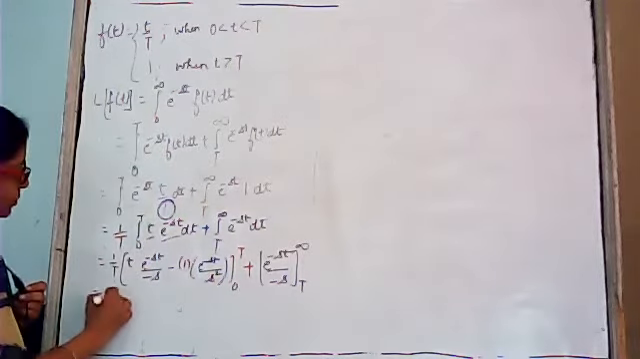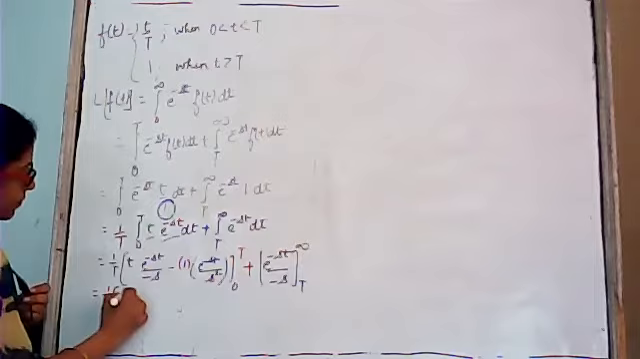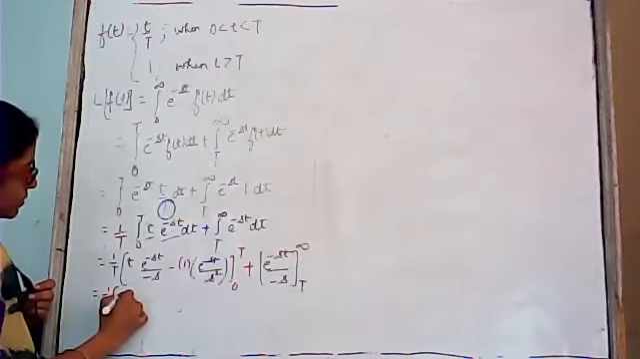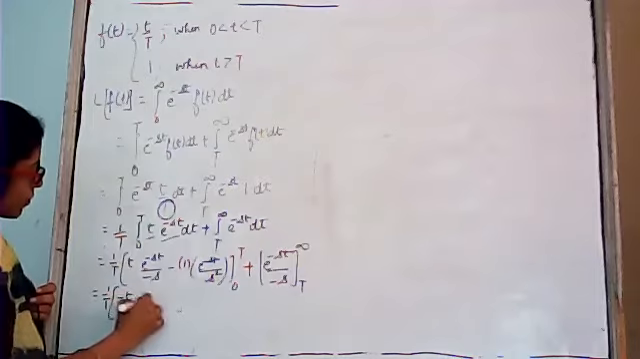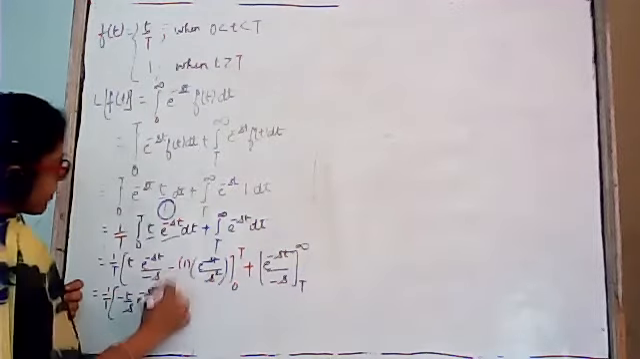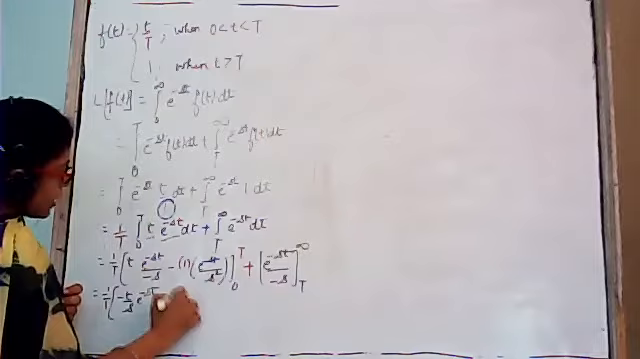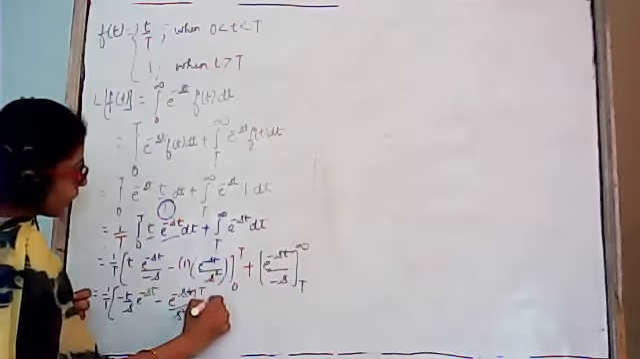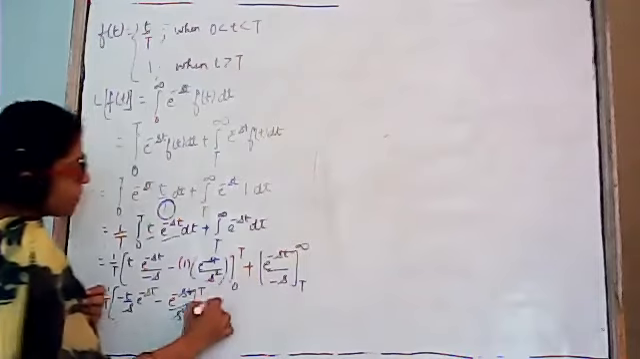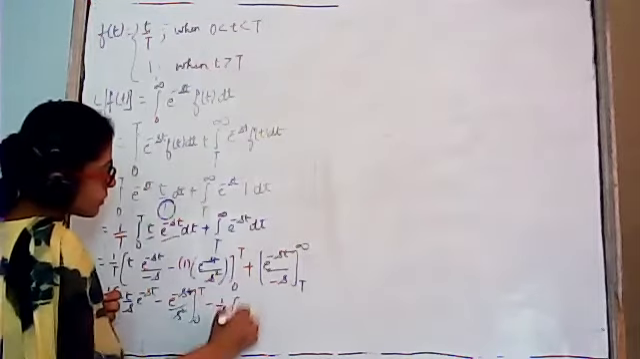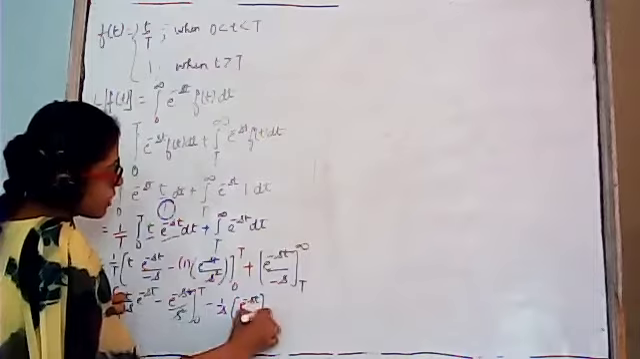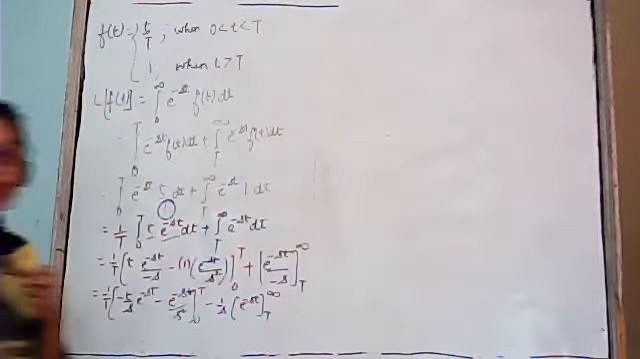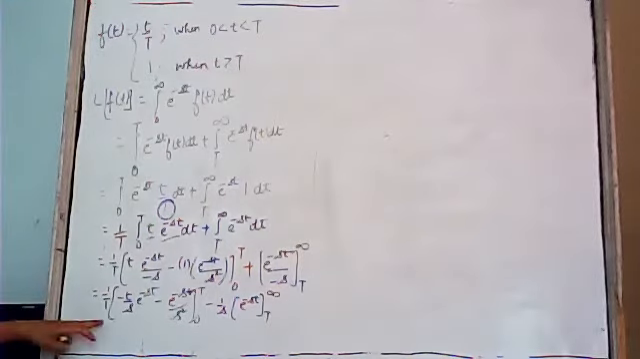So this is equal to 1 upon T, minus t upon s e to the power minus st, minus e to the power minus st upon s square. Limits are from 0 to T. This minus and plus will be minus 1 upon s e to the power minus st, and limits are from T to infinity. But be very careful while substituting the limits.